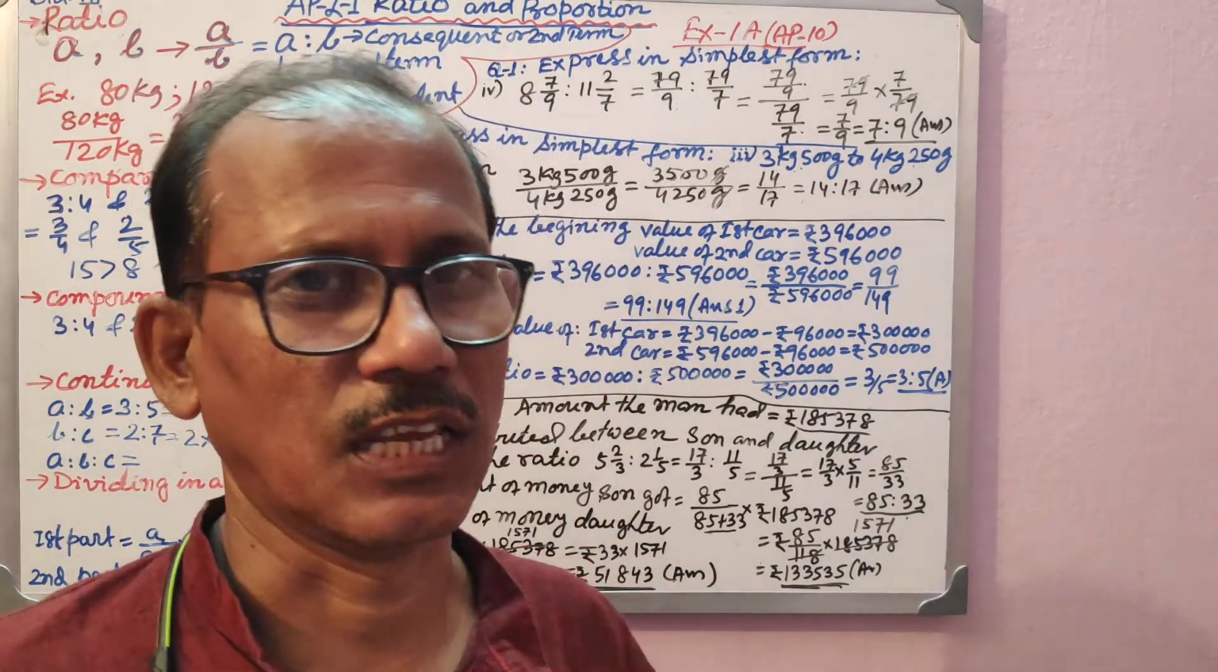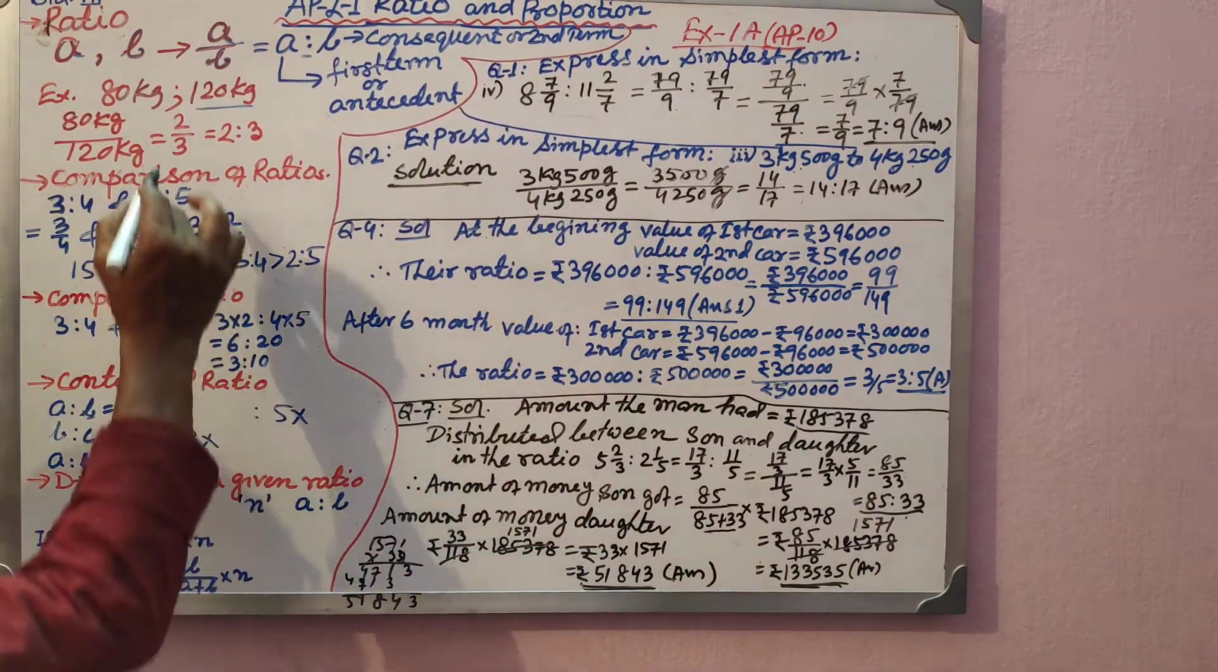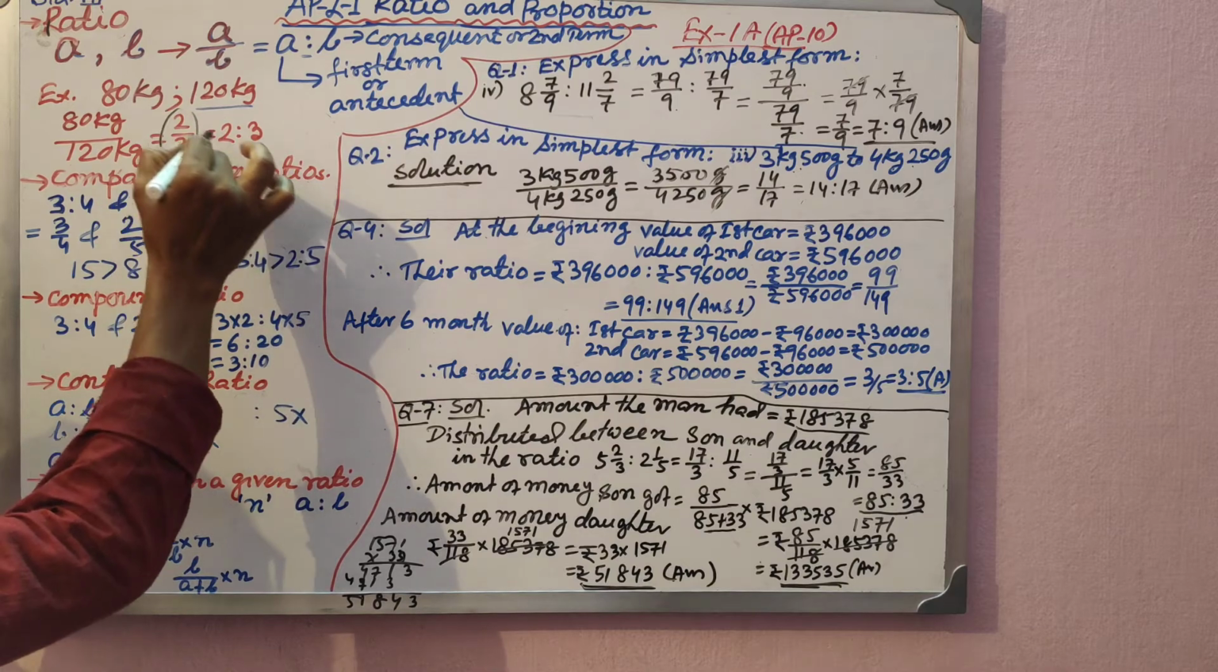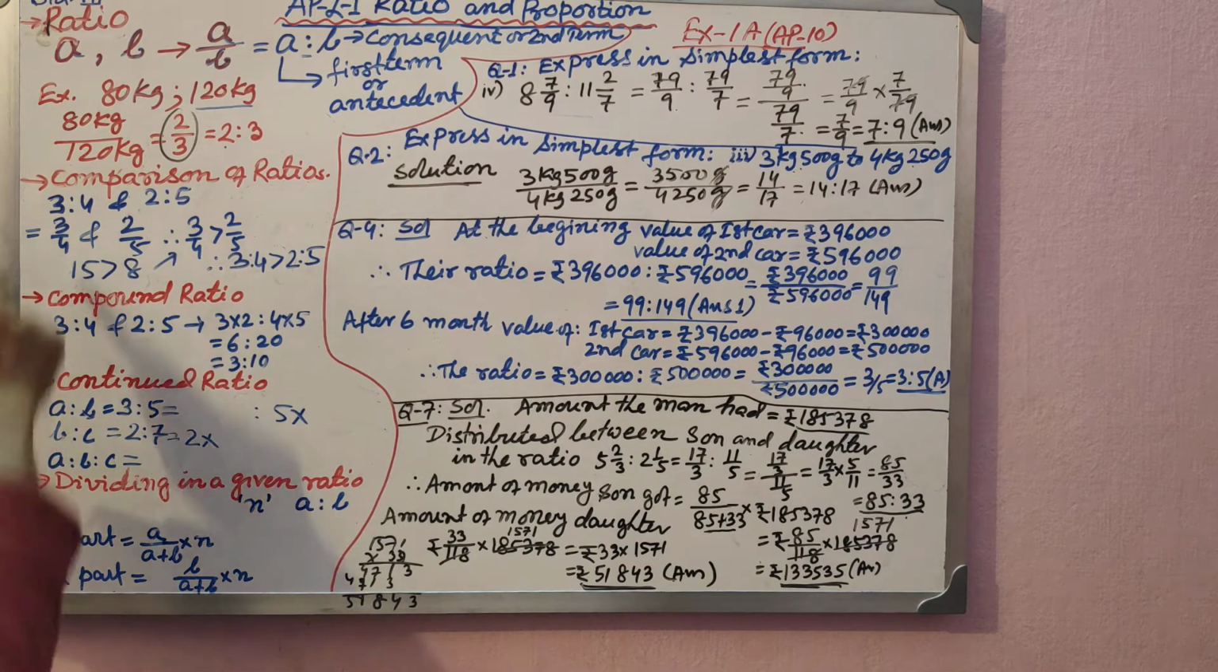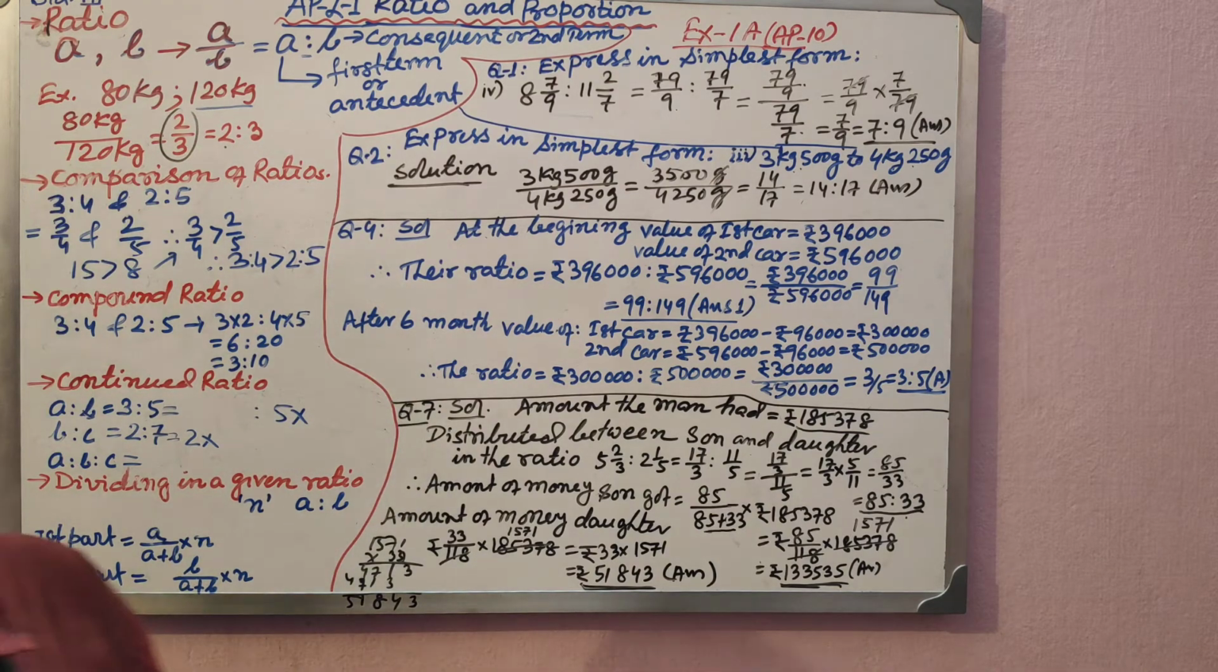Keep it in mind. That is the key point in this lesson. So it can be written in fraction also. Numerator is the antecedent and denominator is the consequent. Could you understand? So you have understood the basic conception about ratio.